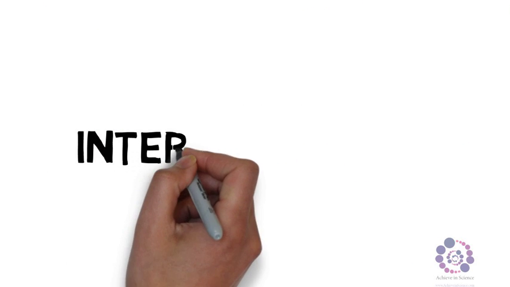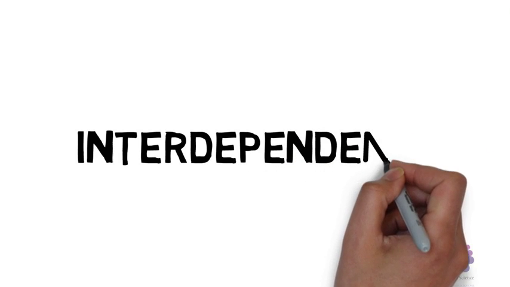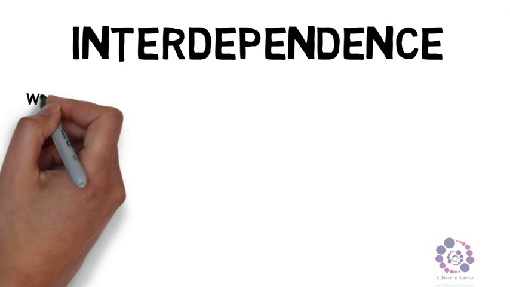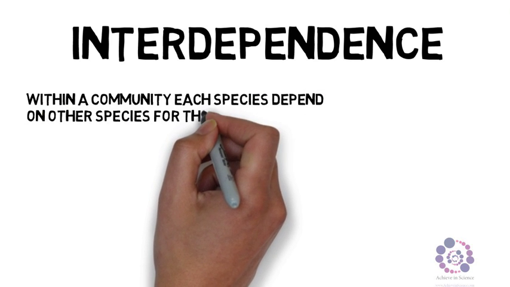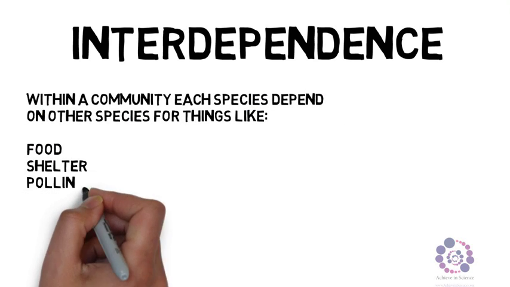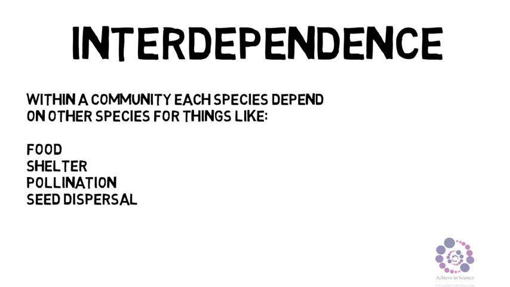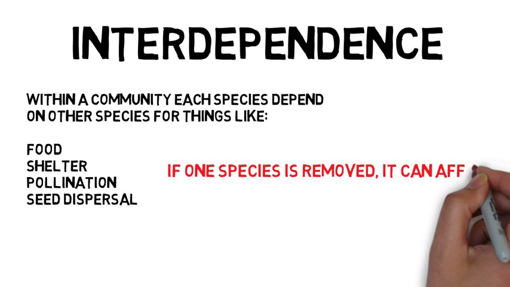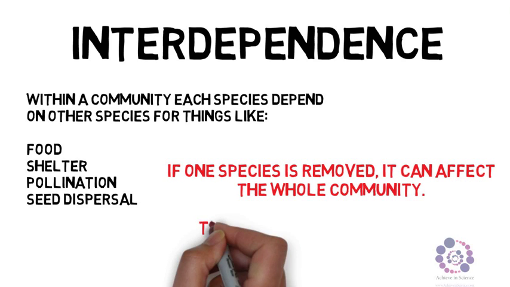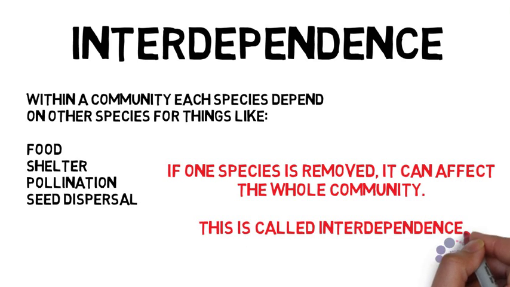So, interdependence. Within a community, each species will depend on other species for things like food, shelter, pollination, seed dispersal. If one species is removed, it can affect the whole community. This is called interdependence.